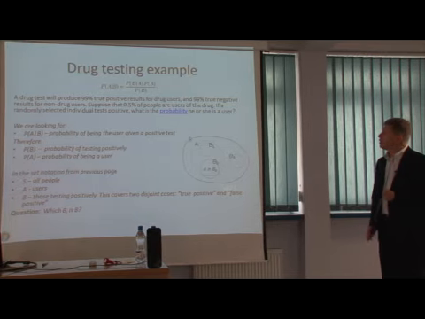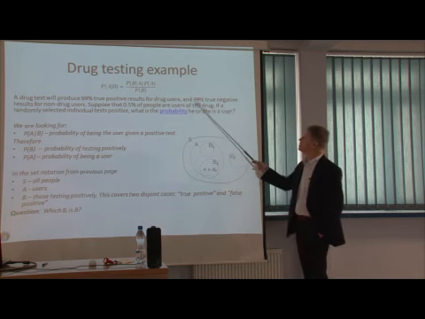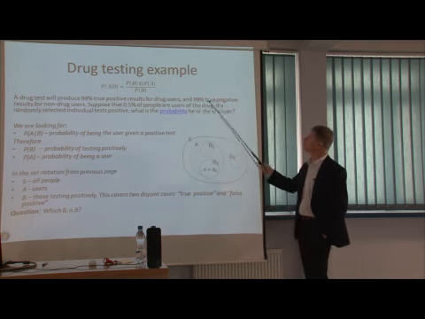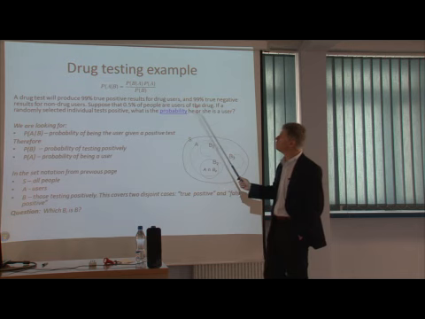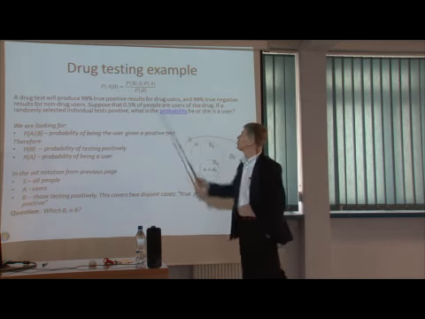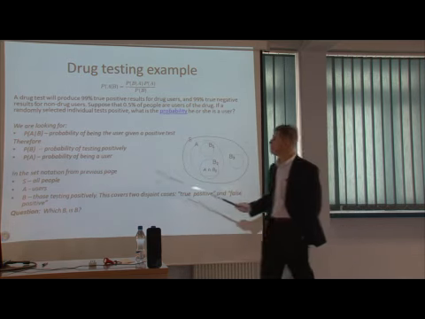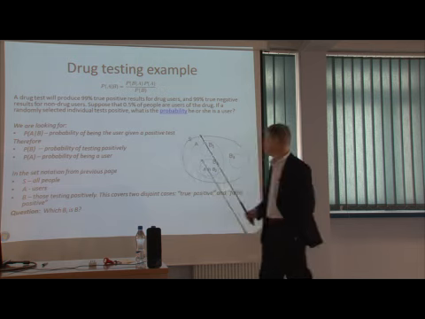All right, so this is the statement. We have a 99% correct test, both for true negative and true positive. 0.5% of the population are using the drug, and we want to estimate a certain set of probabilities.